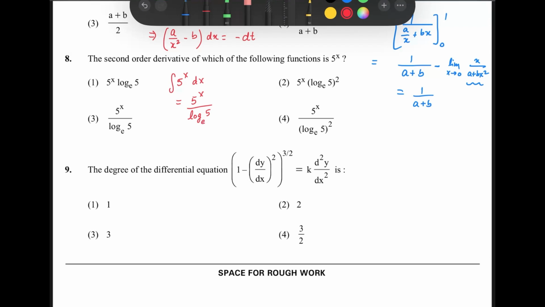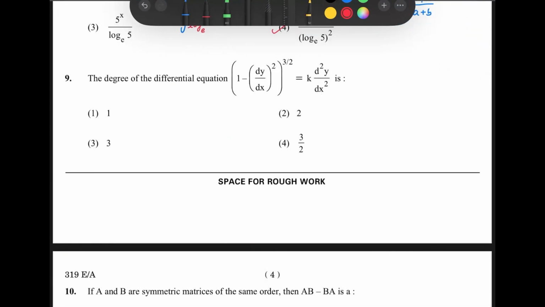That's how you integrate the exponential function. Now I have to integrate this function again. What I do is, again I put dx. So again it will be 5 to the power x upon log 5 whole square, right? 4, which is the correct answer for this question.